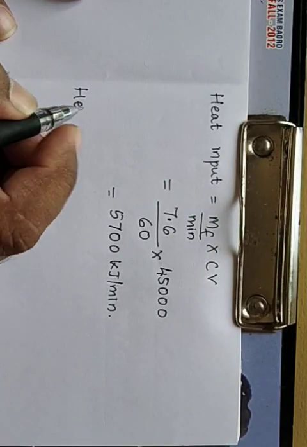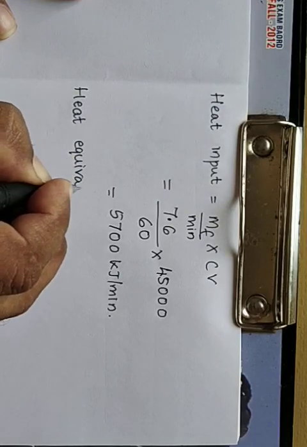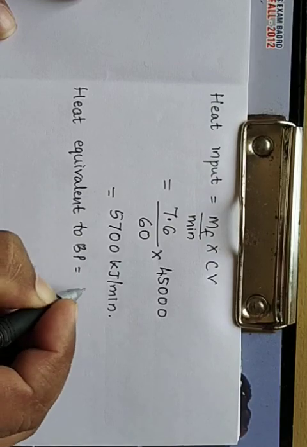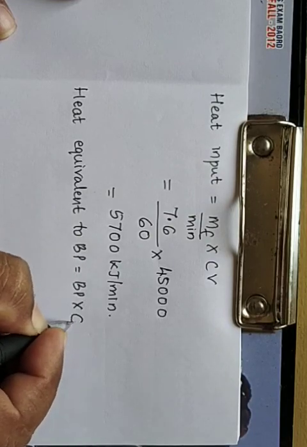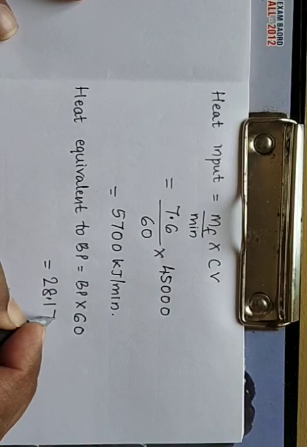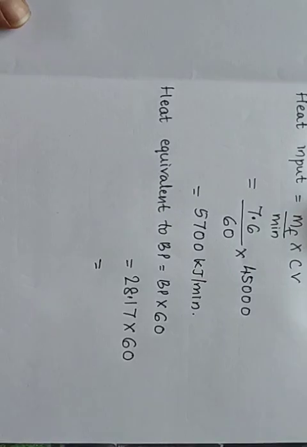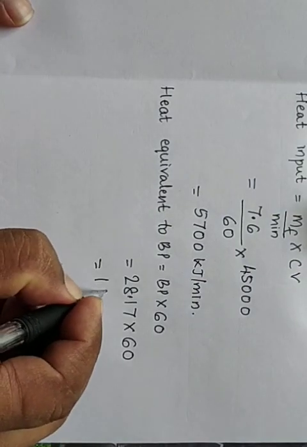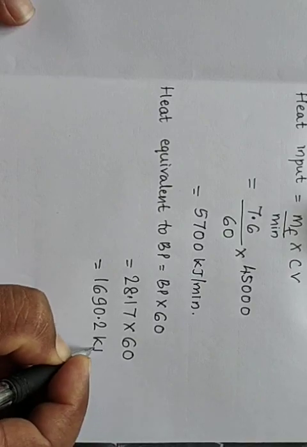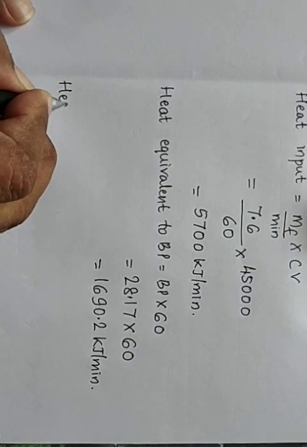Then heat equivalent to BP, that is BP into 60. So BP is 28.17 into 60. You will get the answer as 1690.2 kilojoules per minute.